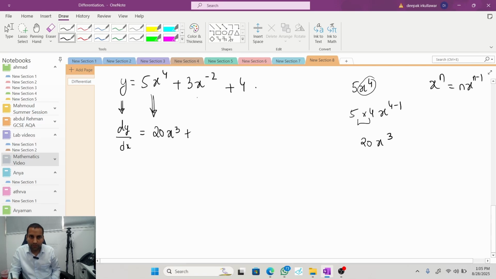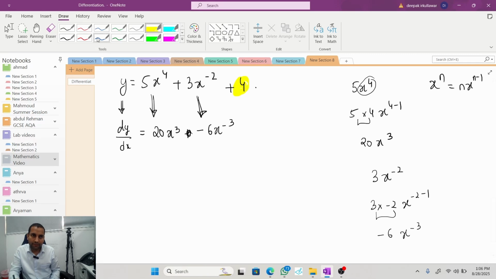What would be the differentiation of this? Then this would become 3x to the power of minus 2. 3 remains as it is. Minus 2 comes out, x to the power of minus 2 minus 1. So 3 times minus 2 is minus 6, and this would become x to the power of minus 3. So this is minus 6x to the power of minus 3, and I think everybody knows this. The answer for this is plus 0, because the differentiation of a constant is 0.